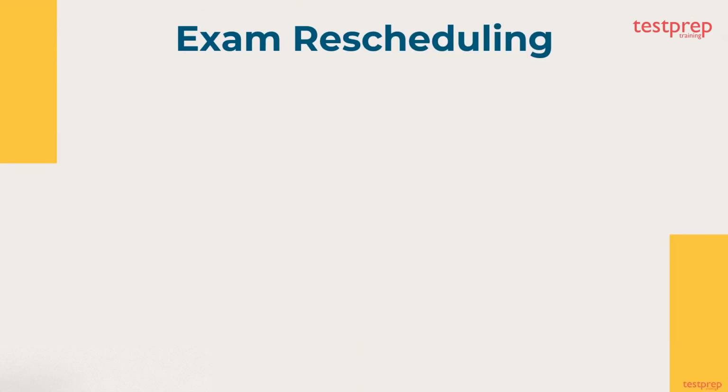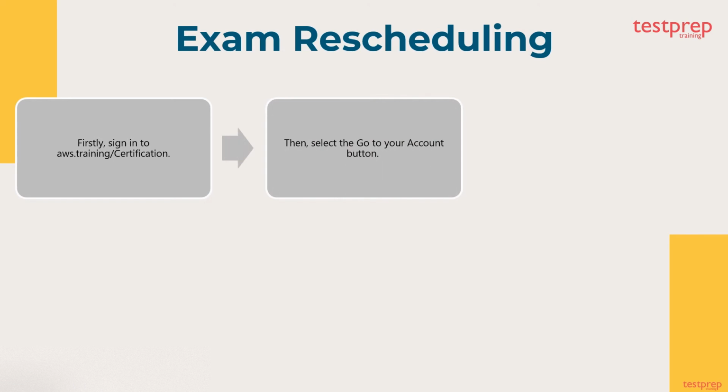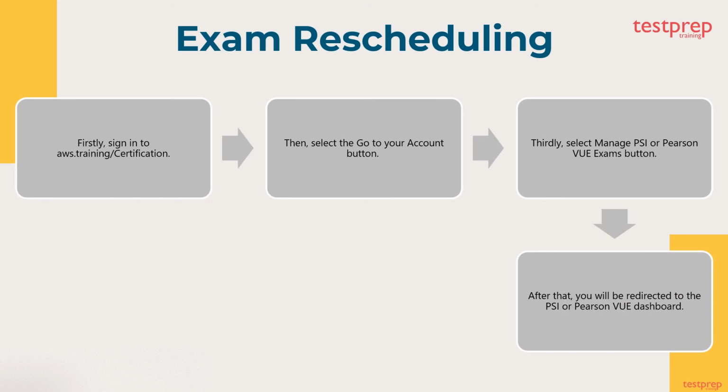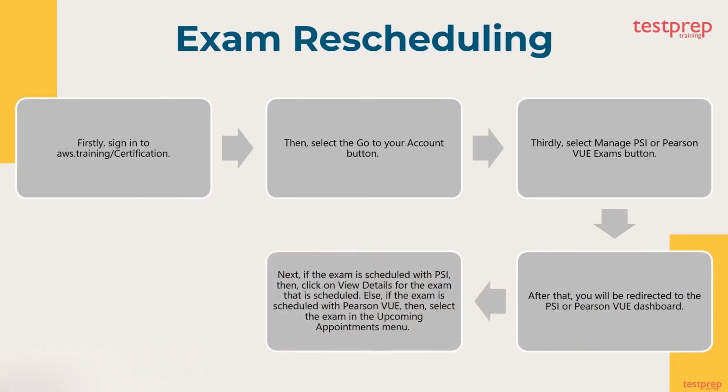For rescheduling or canceling an exam, follow these steps. Firstly, sign into AWS Training and Certification. Then, select the Go to Your Account button. Thirdly, select the Manage PSI or Pearson VUE Exams button. After that, you will be redirected to the PSI or Pearson VUE dashboard. Next, if the exam is scheduled with PSI, then click on View Details for the exam that is scheduled. Else, if the exam is scheduled with Pearson VUE, then select the exam in the Upcoming Appointments menu.